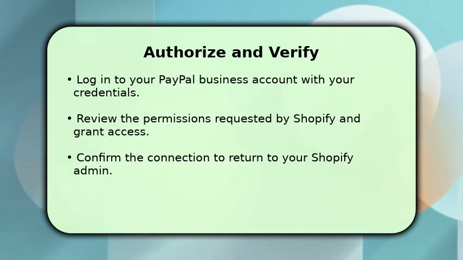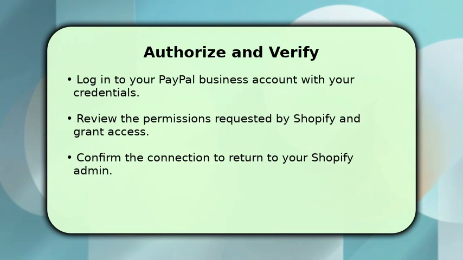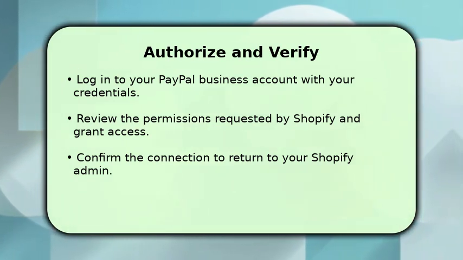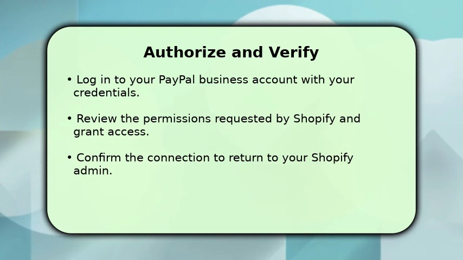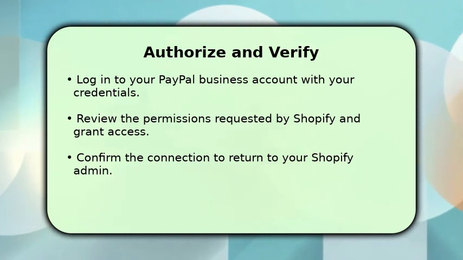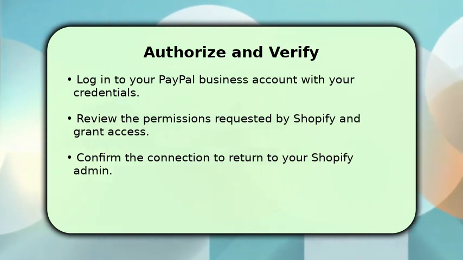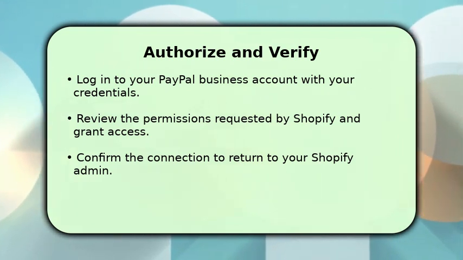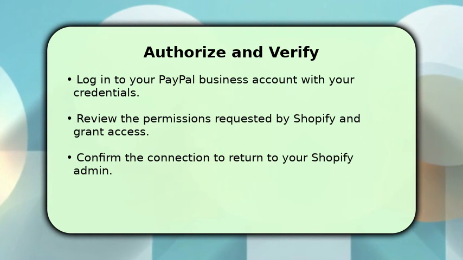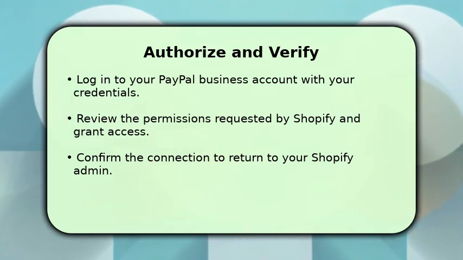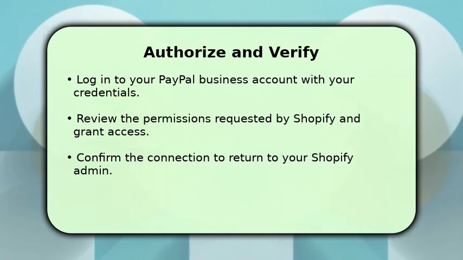On the PayPal login page, enter your email address and password for your business account. PayPal will then ask you to review the permissions Shopify is requesting. Carefully read through these and click Agree and Connect, or a similar button to grant access. This authorizes Shopify to process payments through your PayPal account. Once confirmed, you'll be automatically redirected back to your Shopify admin, where you'll see a confirmation message.